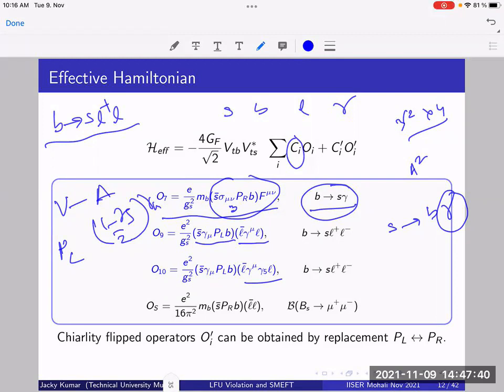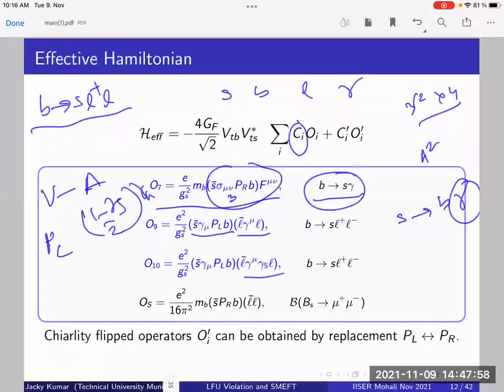But it turns out that in the standard model, when you calculate the coefficients of these operators, they are found to be V minus A. But in general, when you add new physics, it doesn't have to be V minus A. It could be different. It could be a linear combination of these. Okay, thanks.